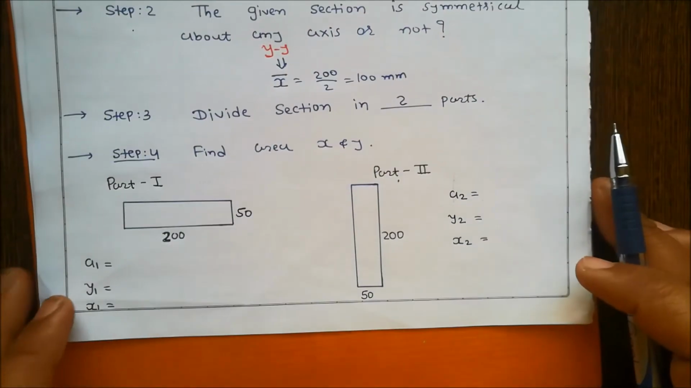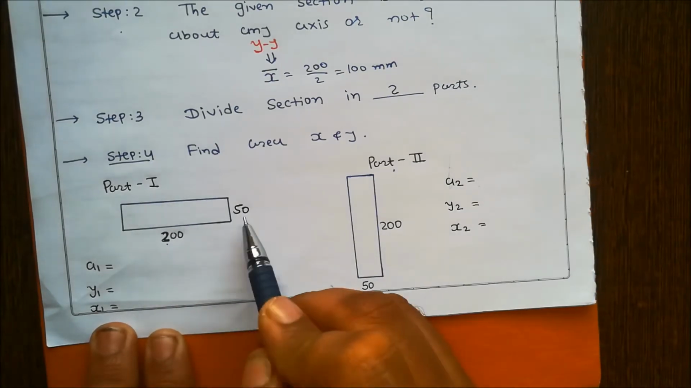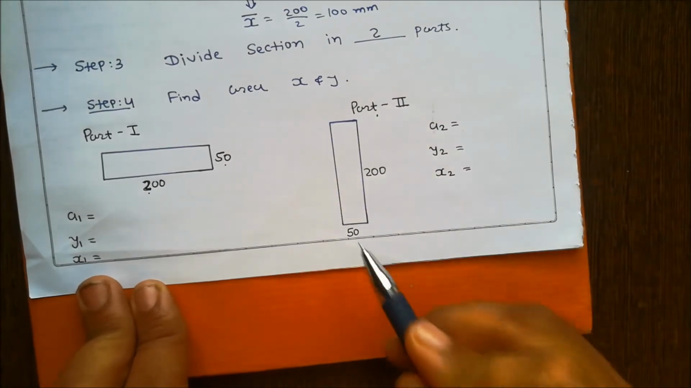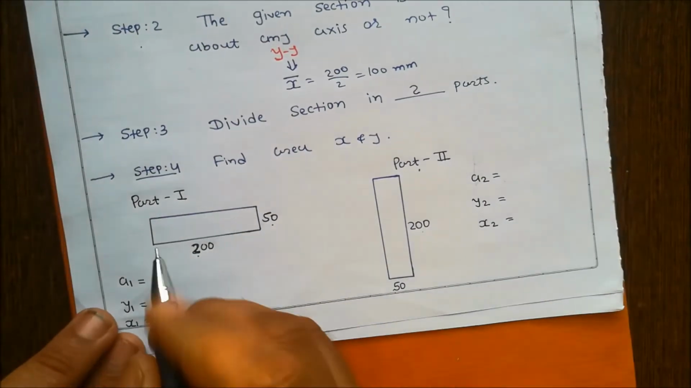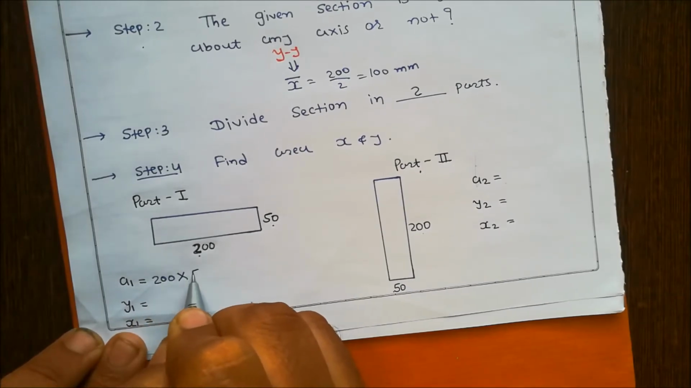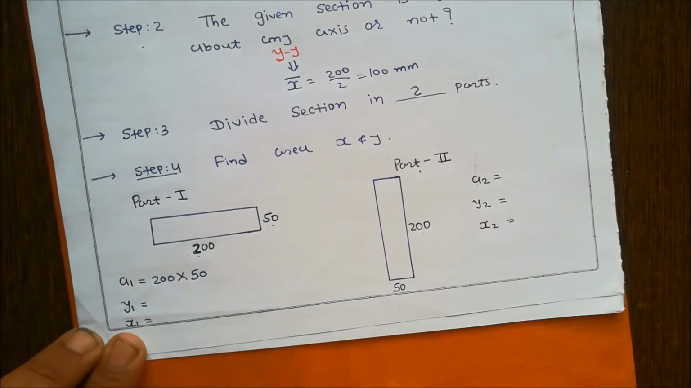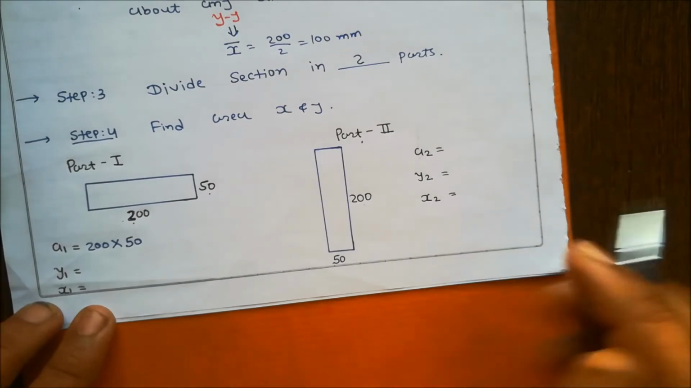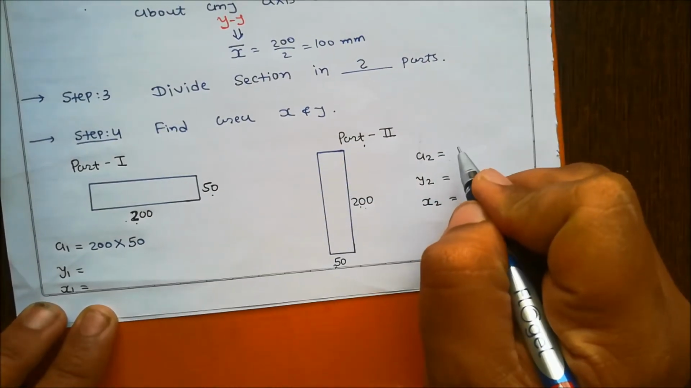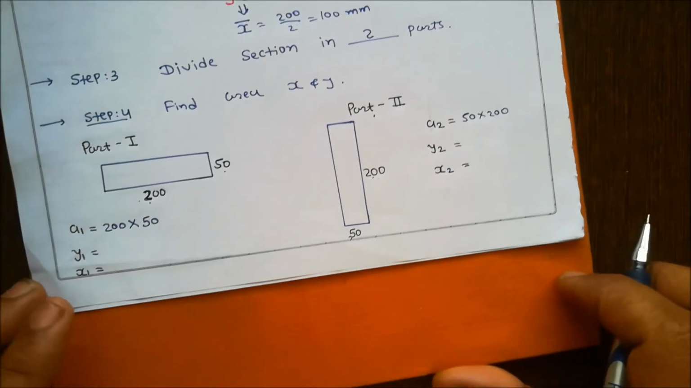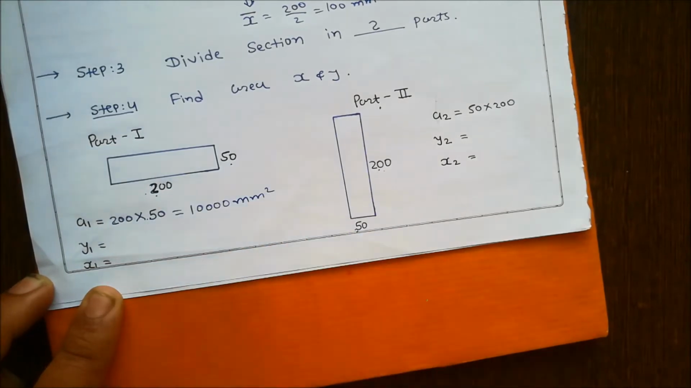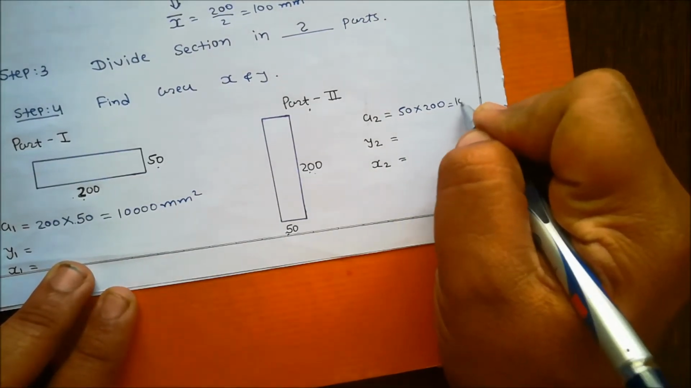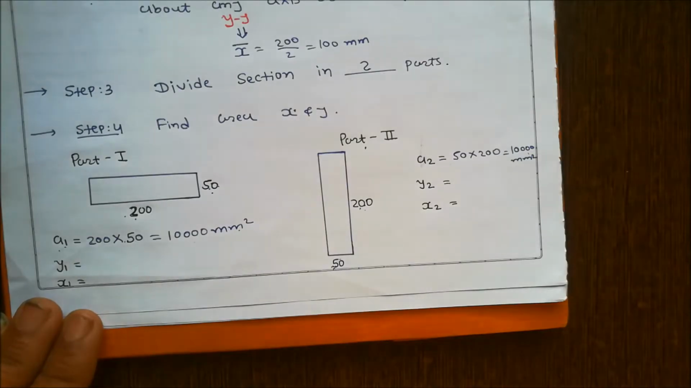So we draw separate parts. First part, dimension B is equal to 200 and D is equal to 50. And second part, dimension B is equal to 50 and D is equal to 200. So the first part area, A1, is equal to 200 multiplied by 50, because rectangle area is given by B into D. Similarly, in part number 2, area is given by B into D. So B is equal to 50 and D is equal to 200. So 50 into 200. So the area of this part is 10,000 mm square. So the area of the first part is 10,000 mm square and the area of the second part is also 10,000 mm square. Now we find y1 and y2.